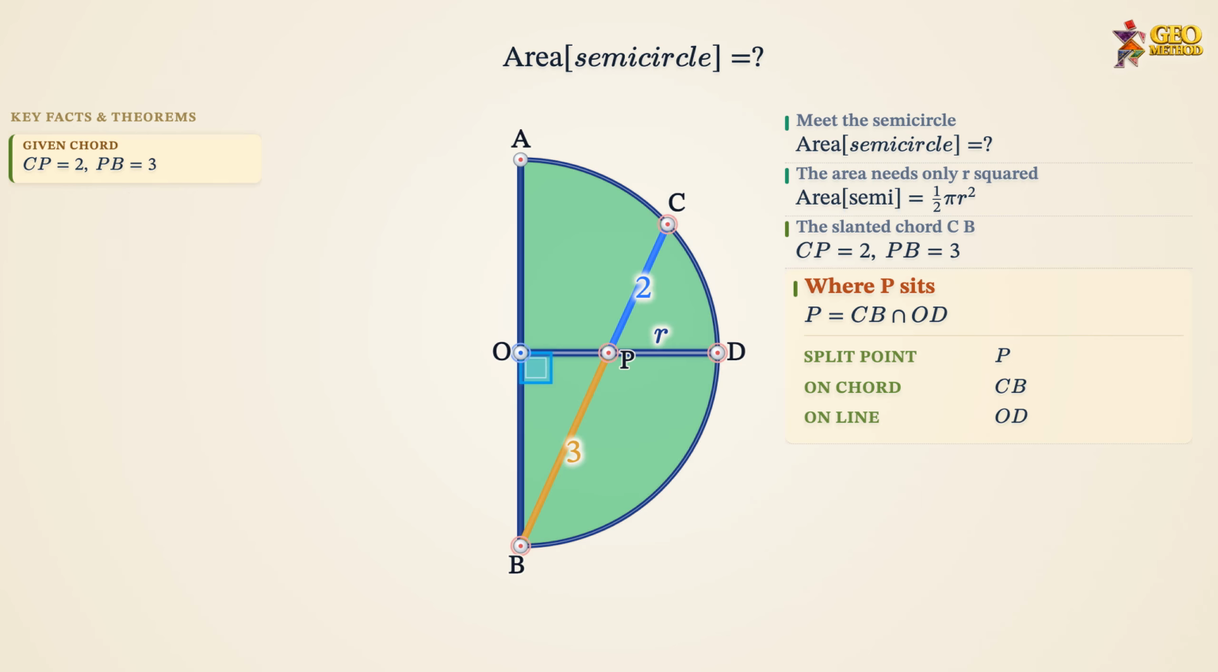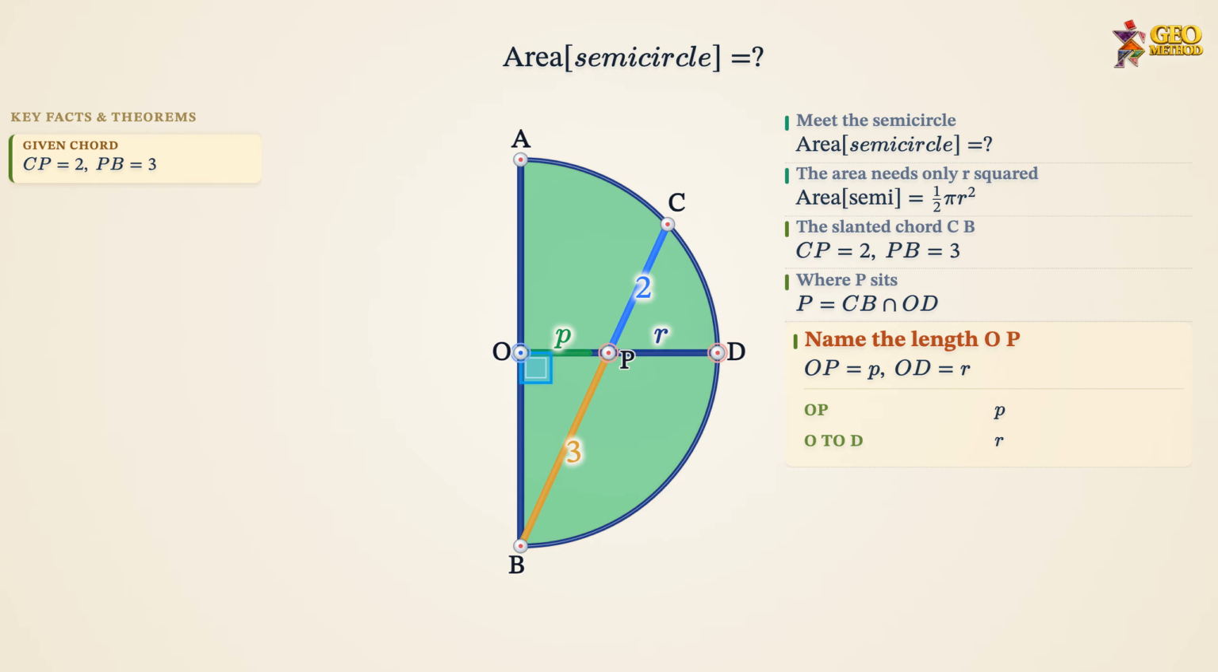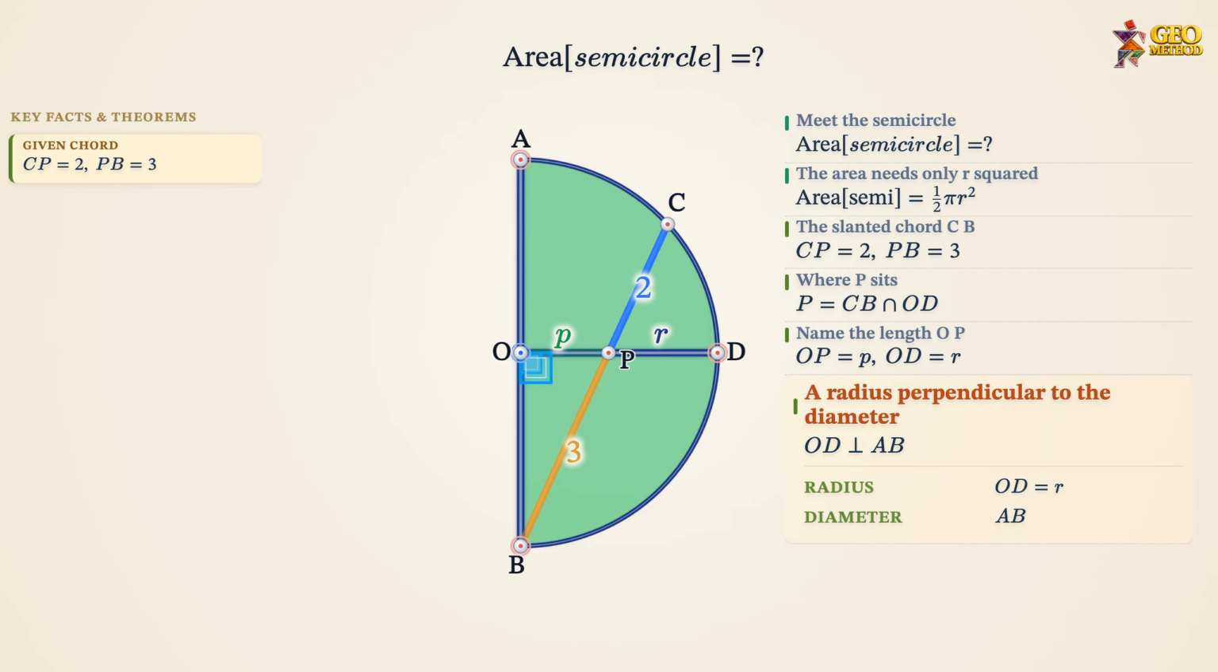That split point P is special because it also lies on the horizontal radius through the center O. P is exactly where the slanted chord crosses that horizontal line, and that overlap is what links the two chords. Let the distance from the center O out to P be p. The full horizontal radius OD has length r, so P sits on that radius a distance p to the right of the center. The radius OD extends straight to the right from the diameter, so it meets segment AB at a right angle at O. Hold on to that right angle, we will use it a little later.